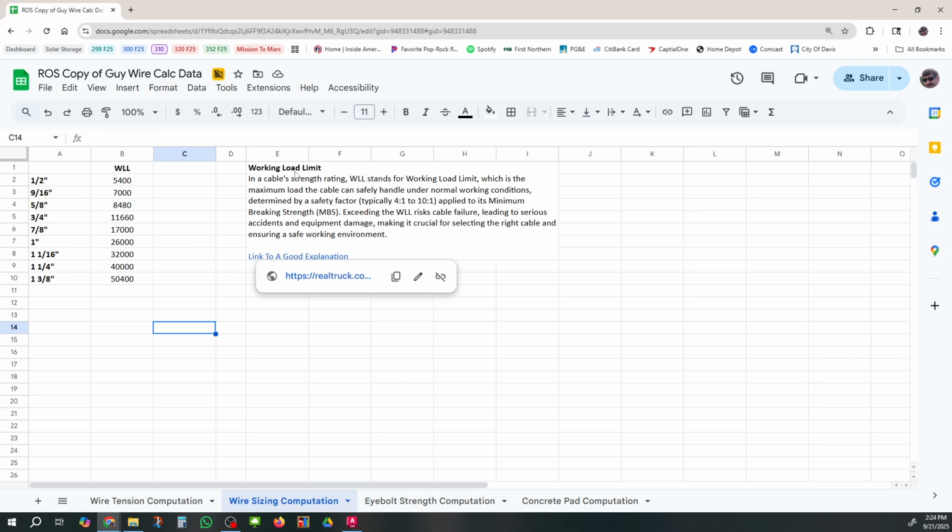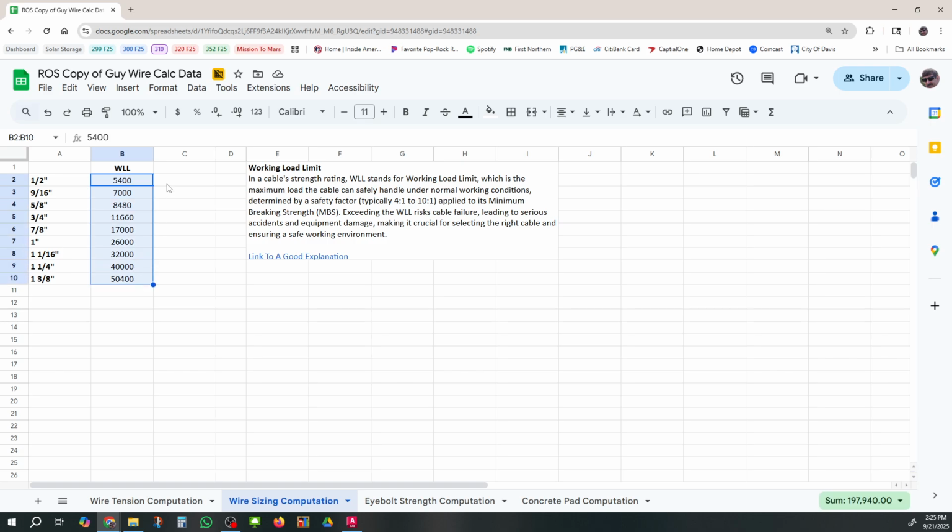WWL, working load limit. Okay, so that is where this cable will break times 4, or maybe even times 10, depending on the company and what it's being used for. So that's not the strength of this. It's much stronger than this. But this is what you're going to use when you're calculating, because we really can't afford a mistake. There's health and safety issues if there's a mistake. So the working limit is listed right here.